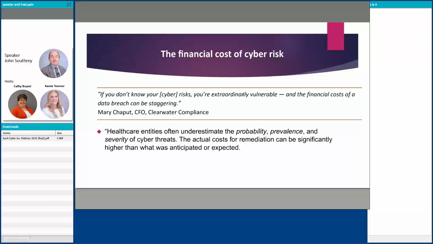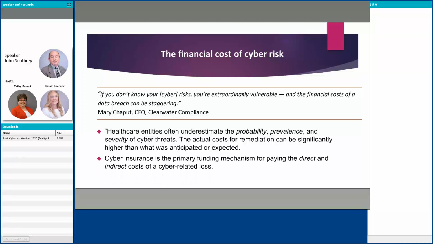Well, we have found in our experience, having had almost 800 plus incidents reported by our policyholders since we added cyber liability in December of 2011, that healthcare entities often underestimate the probability, the prevalence, and the severity of cyber threats. The actual cost for remediation can be significantly higher than what was anticipated or expected, which is what Kathy basically said at the very beginning of this. Cyber insurance is the primary funding mechanism for paying the direct and indirect costs of a cyber-related loss, and we're going to delineate those costs in just a few slides.